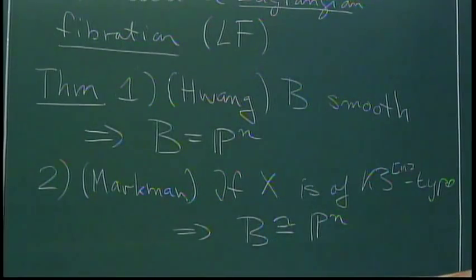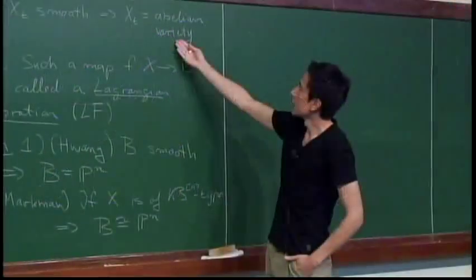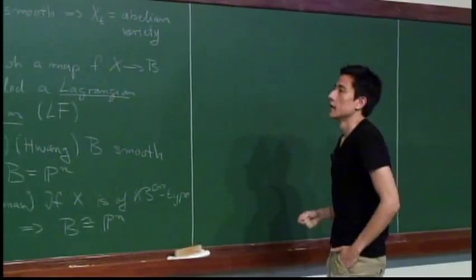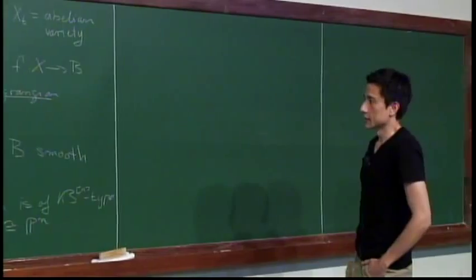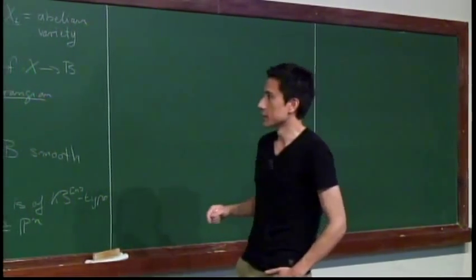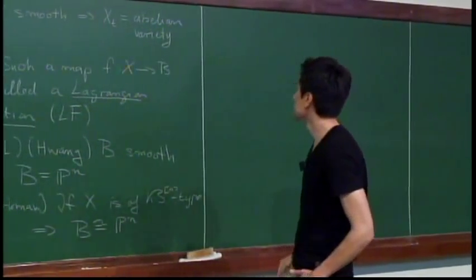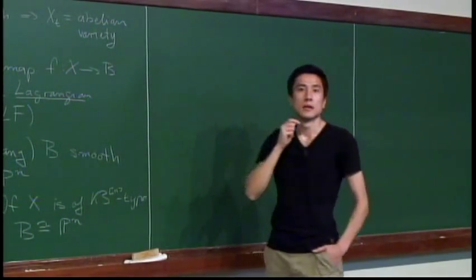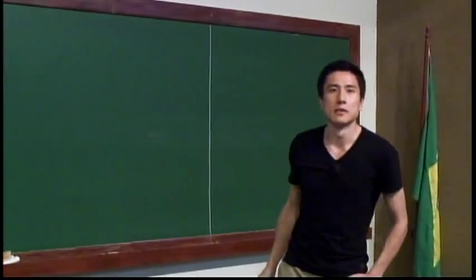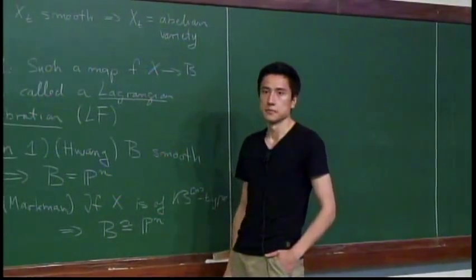Okay. I want to consider polarization types. And now we know that the smooth fibers are Abelian varieties. And for Abelian varieties, we have the notion of polarization and the types. But before explaining that, what I mean by polarization types of Lagrangian fibrations, I give you some examples. No, there's no example with B singular known. So yeah, the conjecture is that B is always smooth.